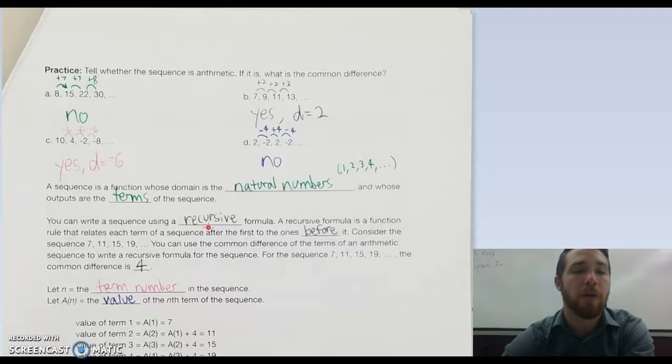So we can write a sequence using what we call a recursive formula. A recursive formula is a function rule that relates each term of a sequence after the first to ones that come before it. And it is important that we need the first term, so we need a starting point, but everything that comes afterwards I can write with recursive.